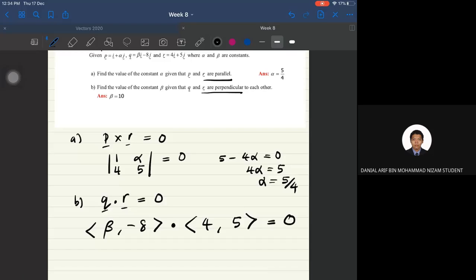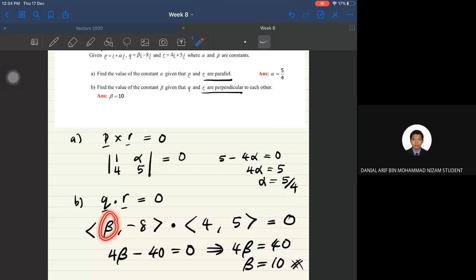Boleh lah kan? So kita akan buat 4 beta tolak 8 darab 5, 40, sama dengan kosong. So implies that your 4 beta is equals to 40 and your beta is equals to 10. Okay, ingat kalau dot product, ni darab ni, tambah ni darab ni, tambah kalau ada 3, sudah ada 1.